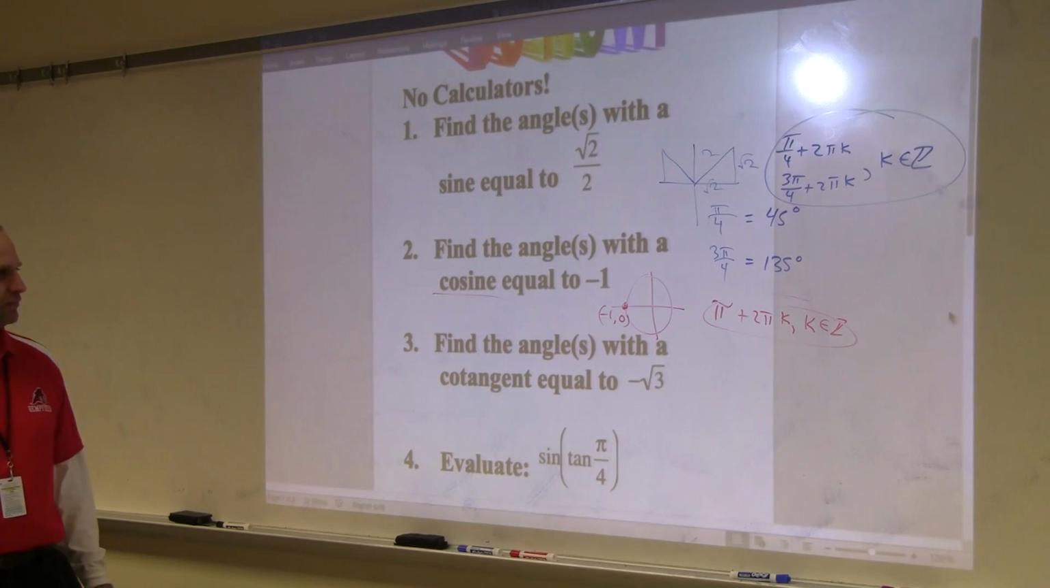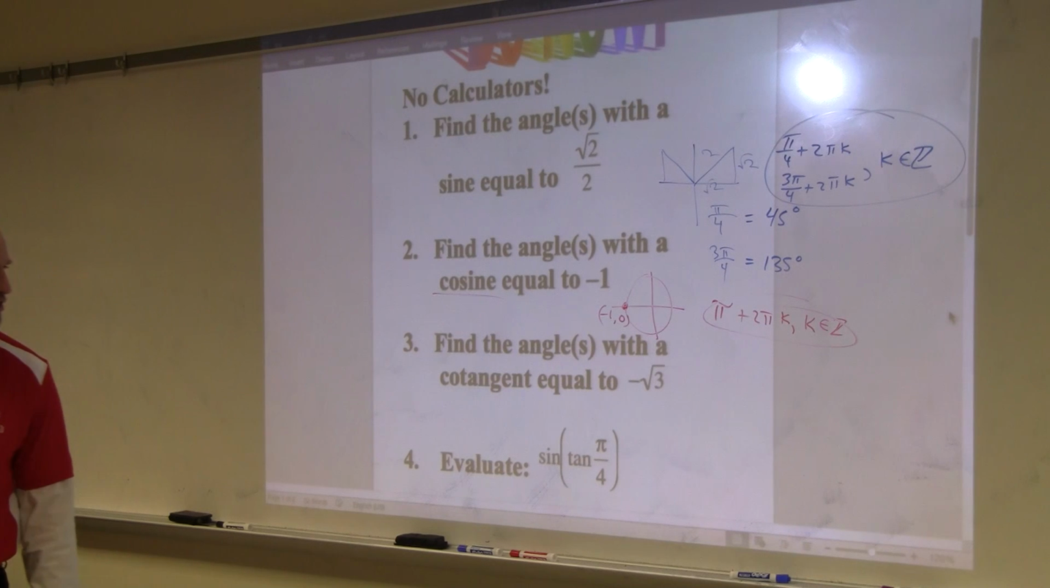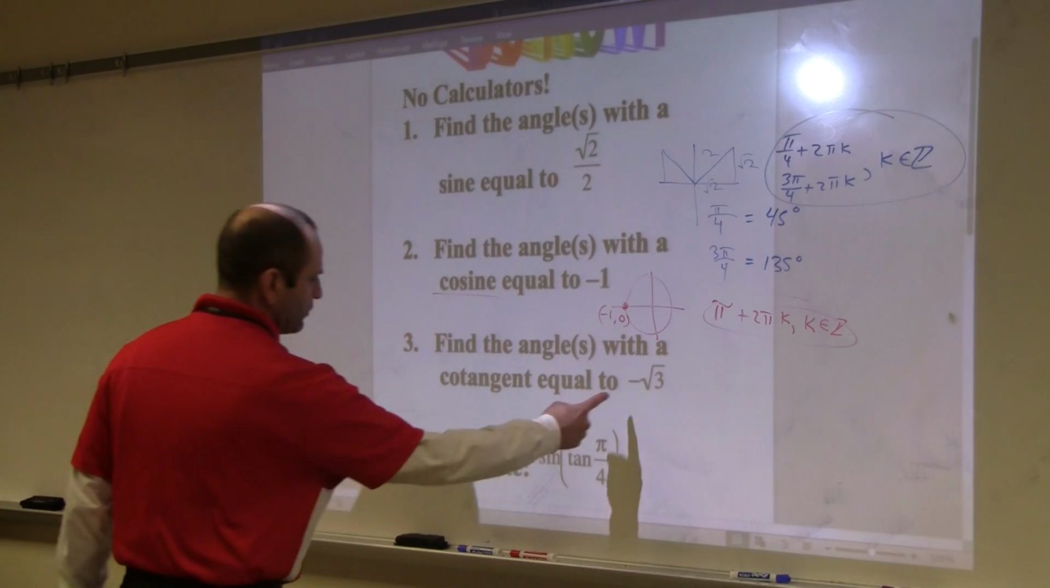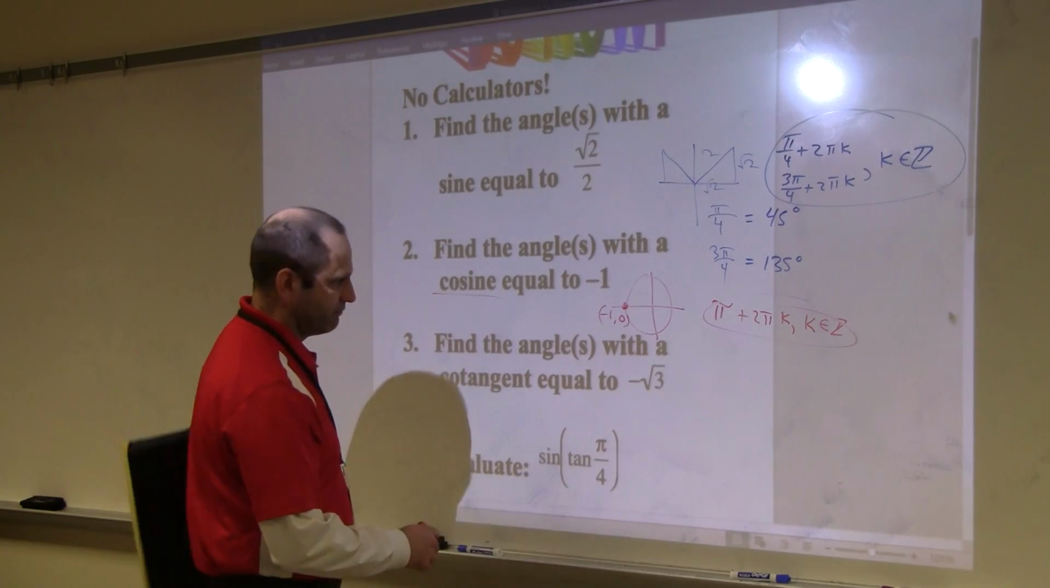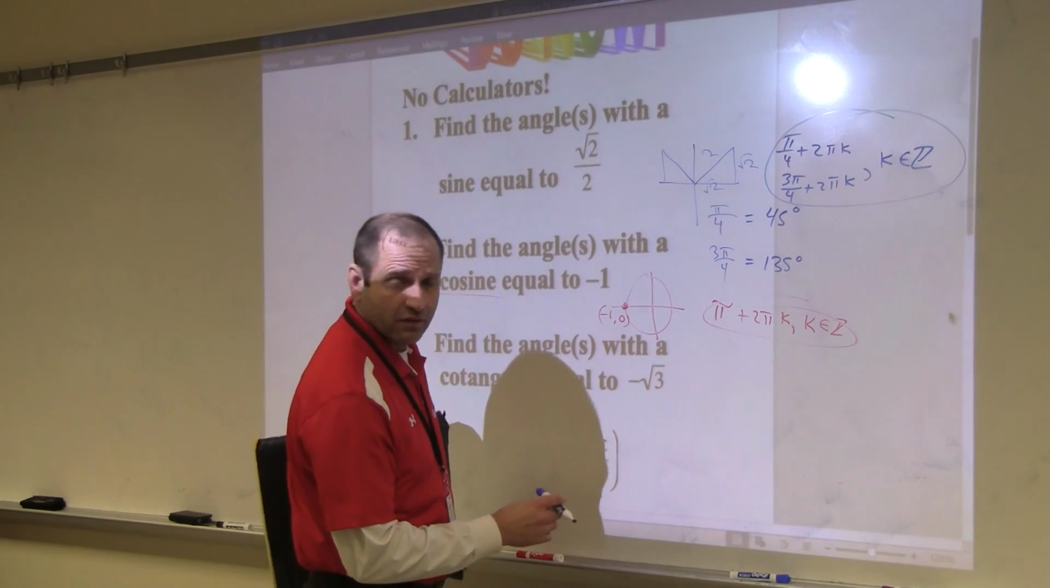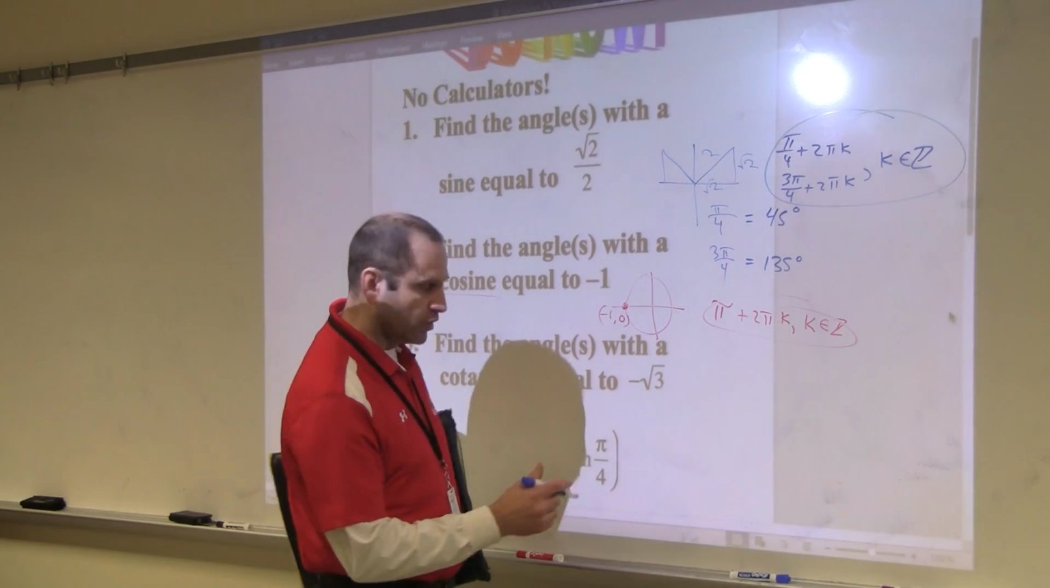The third one. Cotangent. What's the ratio for cotangent? We haven't scratched this. The ratio for cotangent is what, Jake? X over y. So that would be negative in what quadrants? Quadrants 1 and 4? 2 and 4, yeah.